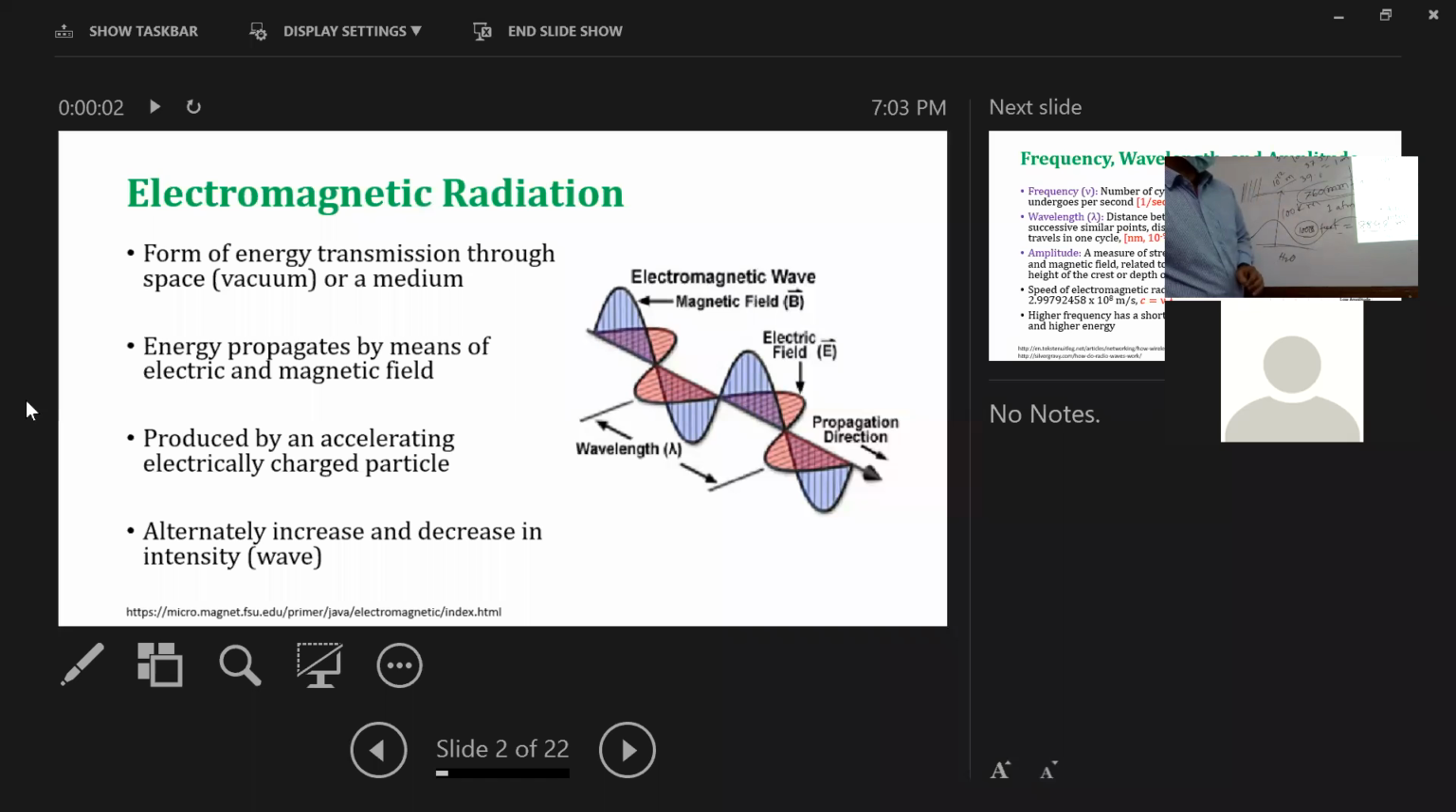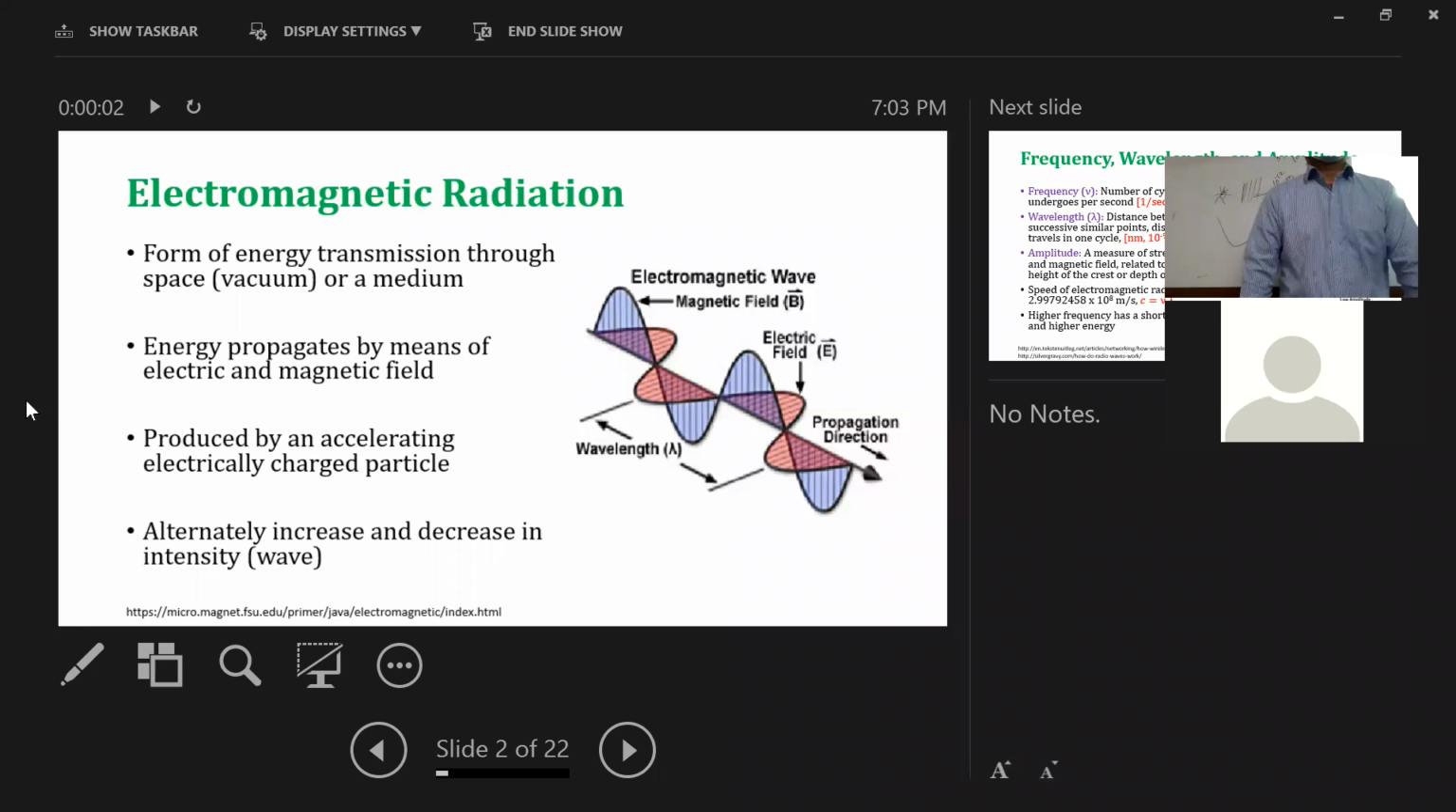Energy propagates by means of electric and magnetic field. That means, as I have already mentioned, this is a kind of wave. So this light, or electric field, or magnetic field, or energy, propagates as an electric or magnetic field that is produced by an accelerating electrically charged particle. Here is how I am generating the light: we have some dry cell, that means a battery. So we have some electrically charged particle that is generating this electromagnetic wave.